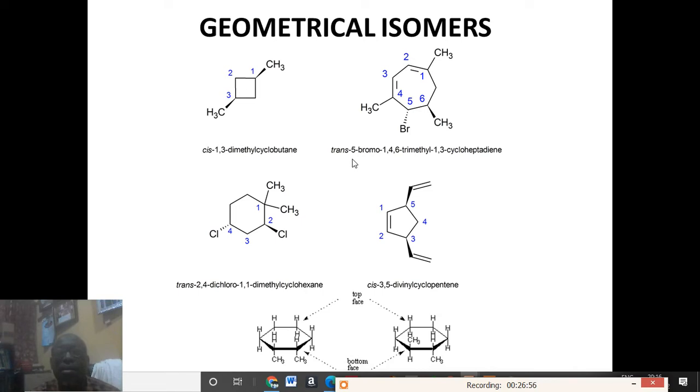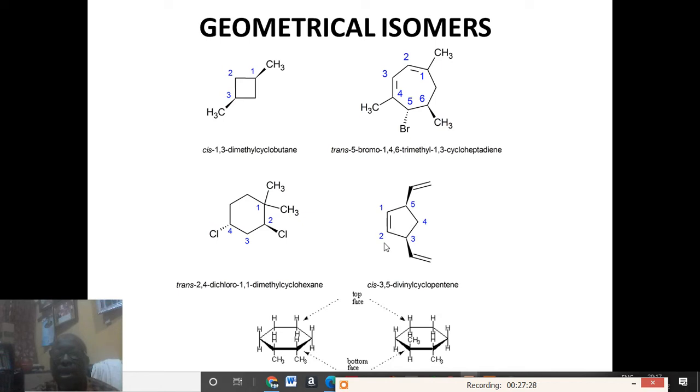This is trans-5-bromo-1,4-cis-trimethyl-1,3-cycloheptadiene. Then you have this one, trans-2,4-dichloro-1,1-dimethylcyclohexane. Then you have this one, cis-3,5-diphenylcyclopentene.